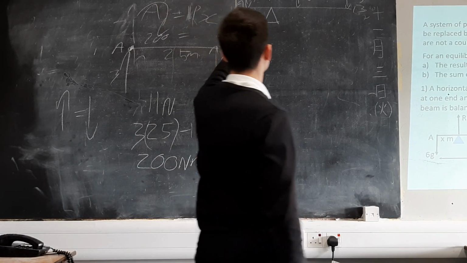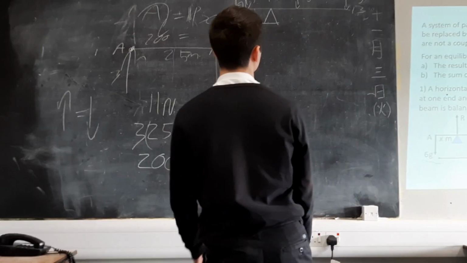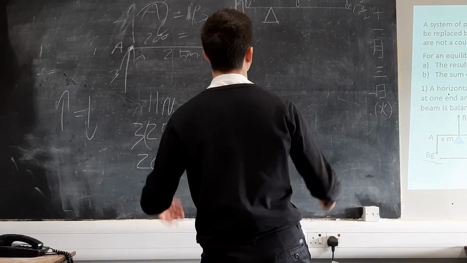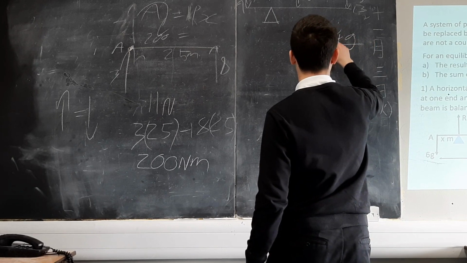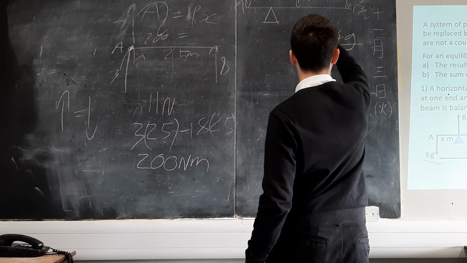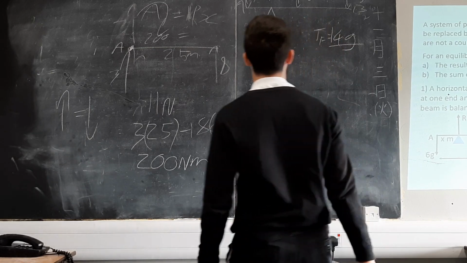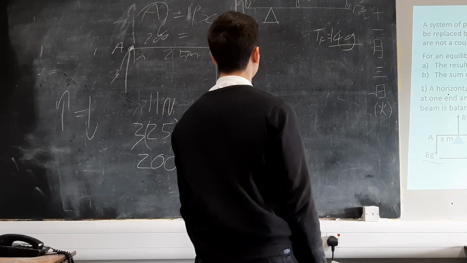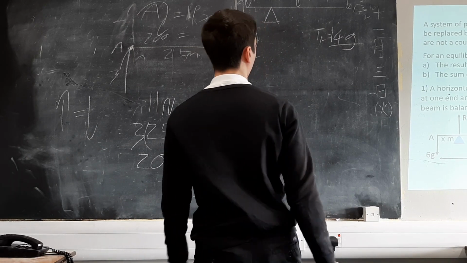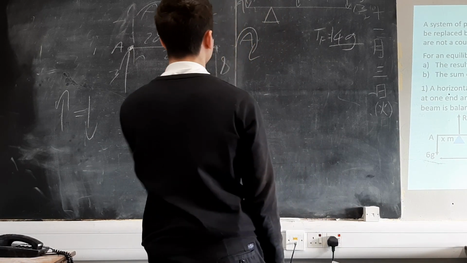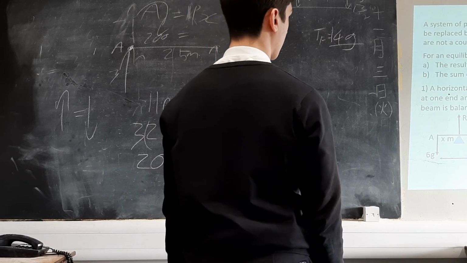Oh, is it? Okay. So the sum of the forces is 3, 6, 14. 14 G is the total force. The resulting force in any direction must be zero. The sum of moments. And then let's find round A. Although I think you can do round B as well, to be honest. So again, just distances.